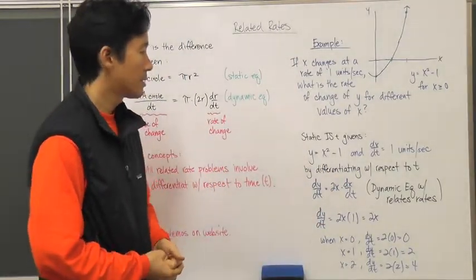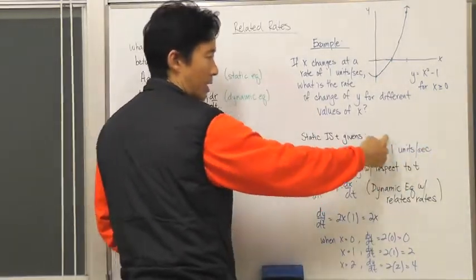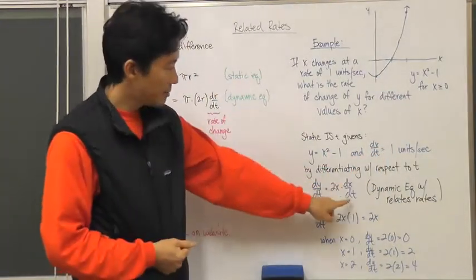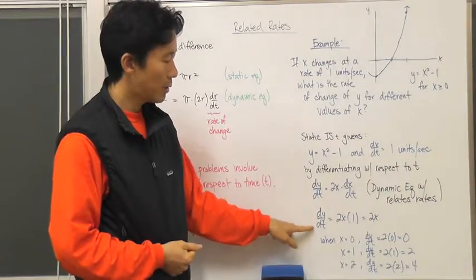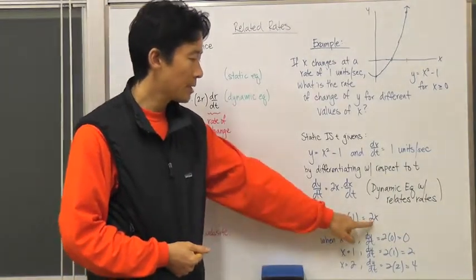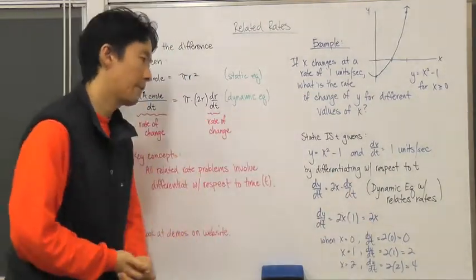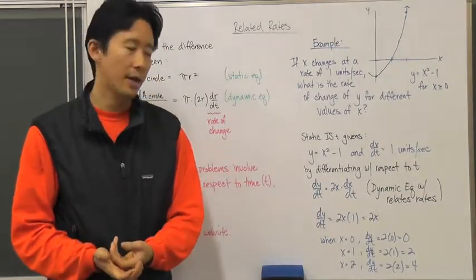So what I can do now is I know that from the given, the rate of change of x with respect to t is 1 unit per second. So this right here can become 1. And now I know that the rate of change of y with respect to t is always going to be equal to 2x. So now let's take a look at what the rate of change of y with respect to t is for different values of x.